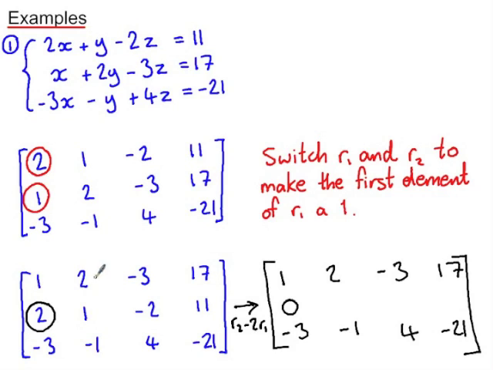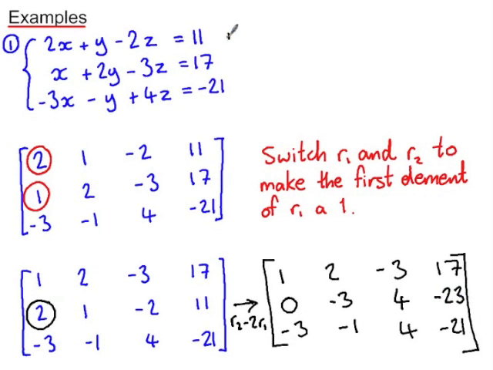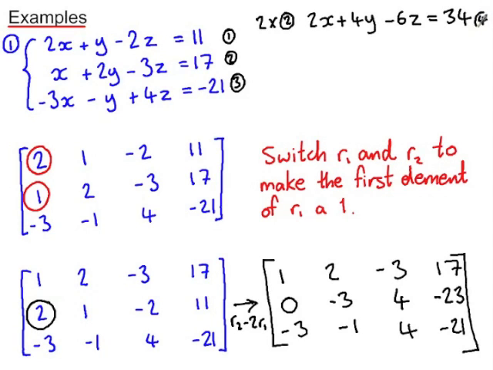1 take 2 lots of 2 is -3. -2 take 2 lots of -3 is 4. 11 take 2 lots of 17 is -23. In terms of the original equations, what we've done is multiply row 2 by 2, we'll number that equation 4, and then it's equation number 1 subtract equation 4.